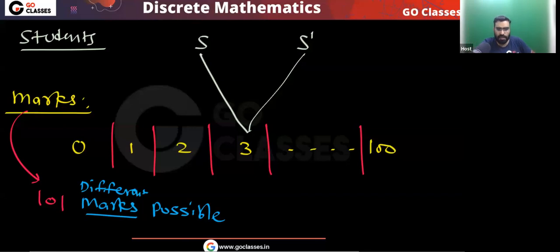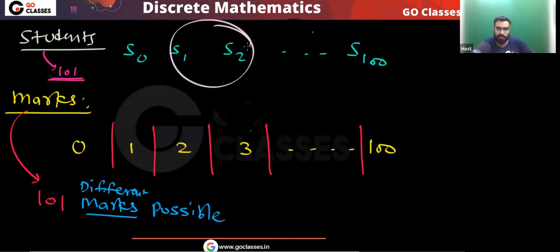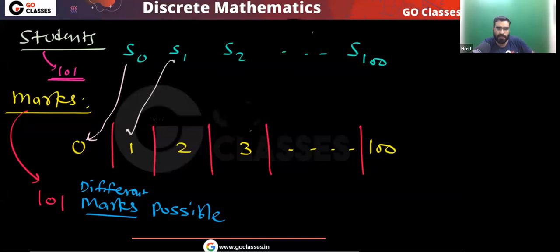Very simple. Because remember that if you have 101 students, can you guarantee at least 2 will share the marks? Let's assume the number of students is 101. Now, is it guaranteed that 2 students will get the same marks? No, this is not guaranteed. Maybe this student can get 0, this student can get 1, this student can get 2, and this student can get 100. So there is no guarantee here.